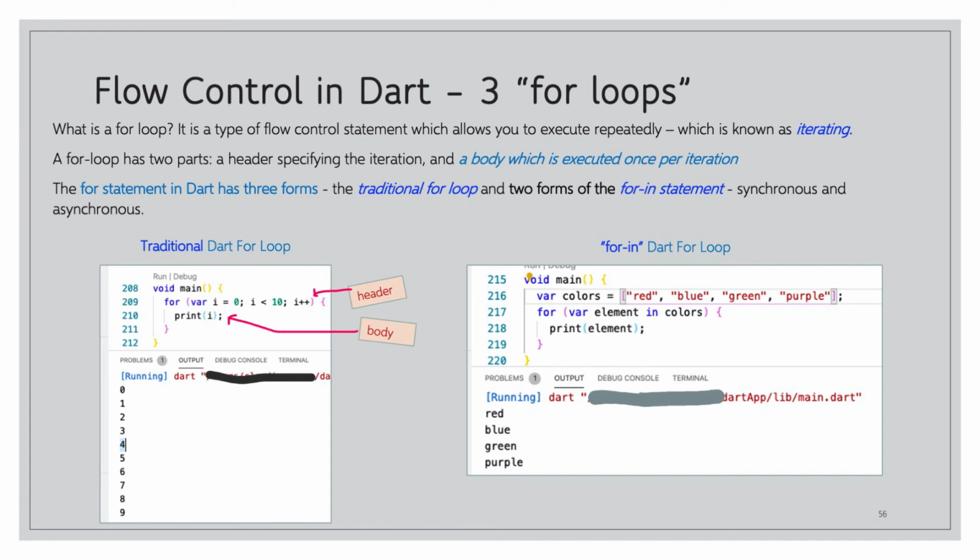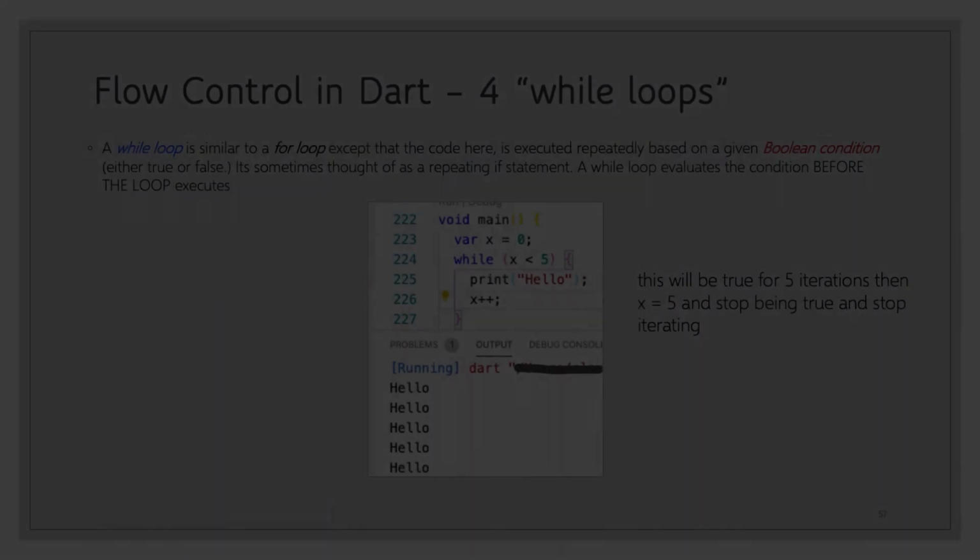So same type of thing. var element, we can call this anything, e, whatever you want to call this, it doesn't matter. I decided to call it element. var element in colors, which is our list, print element. So this doesn't have any kind of a test per se. It simply iterates until there are no more elements in our list. So you see the output here in order, red, blue, green, and purple, as you would expect.